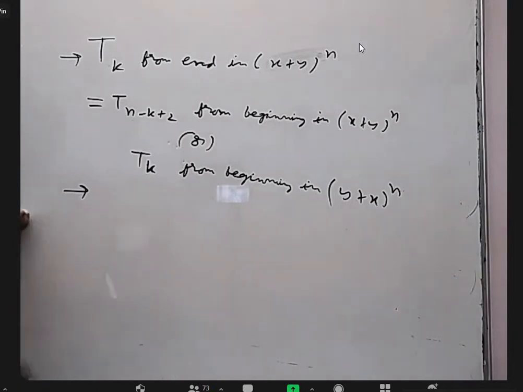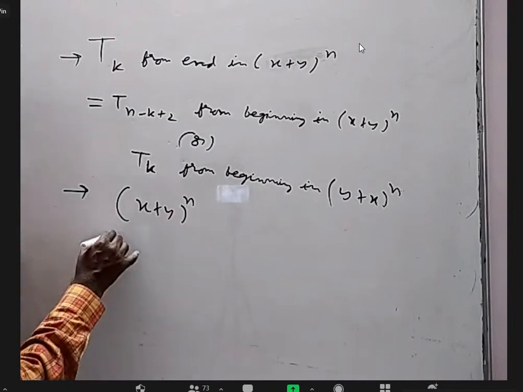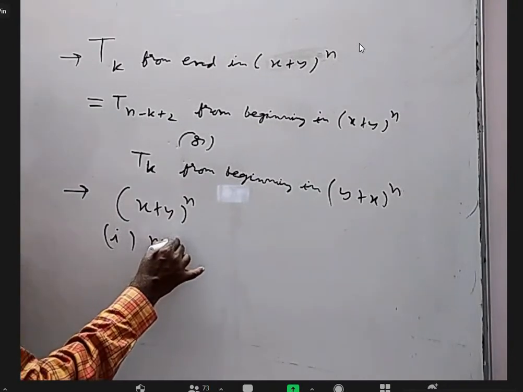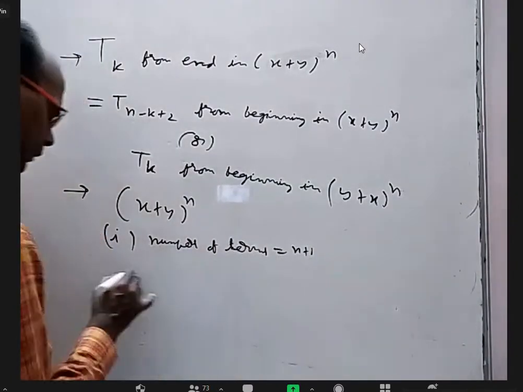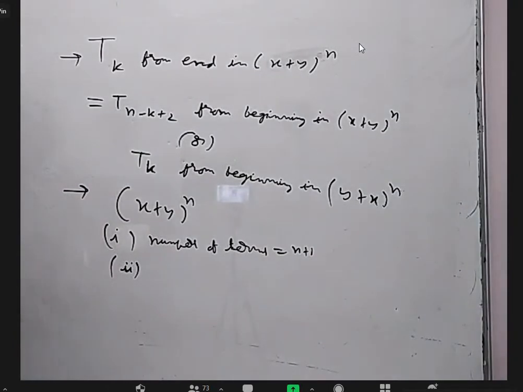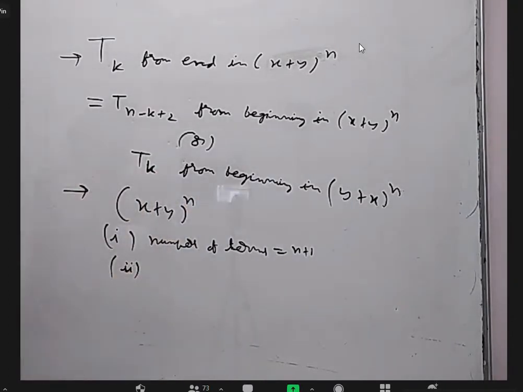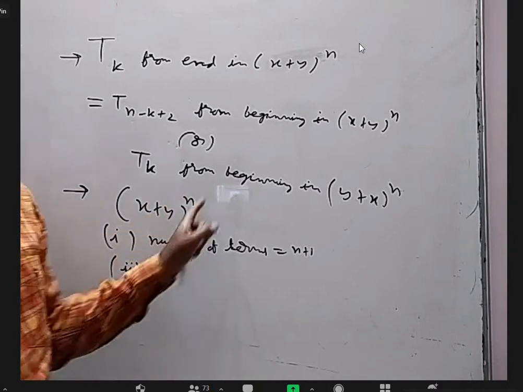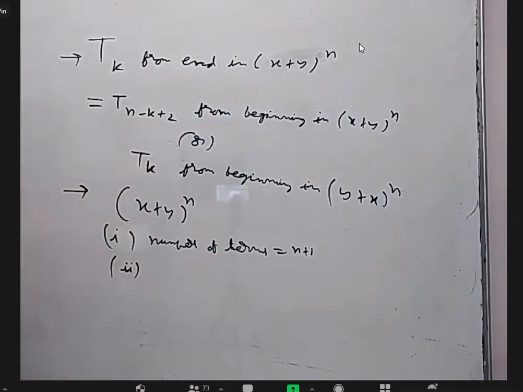One more thing. If you take (x + y)^n, the number of terms in the expansion is n + 1. Sometimes they'll ask the middle term. There will be only one middle term when n is even. When n is even, the number of terms will be odd. For example, when the power is 10, we will have 11 terms, and the sixth term will be the middle term, with 5 terms on each side.